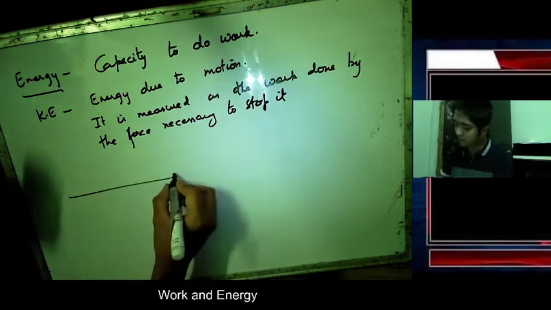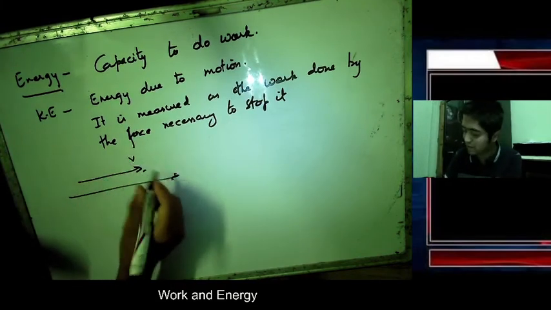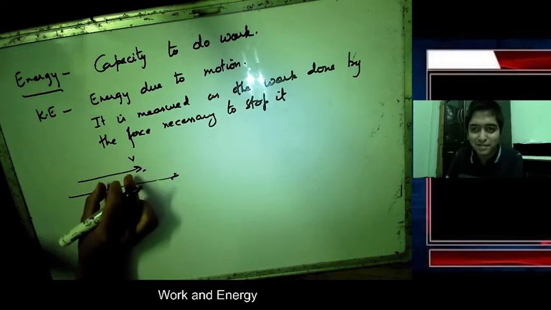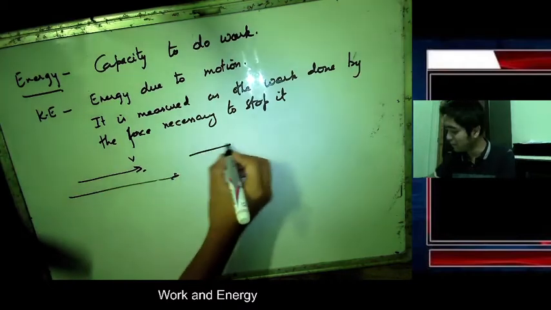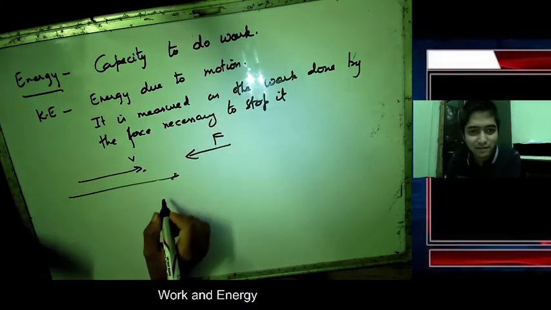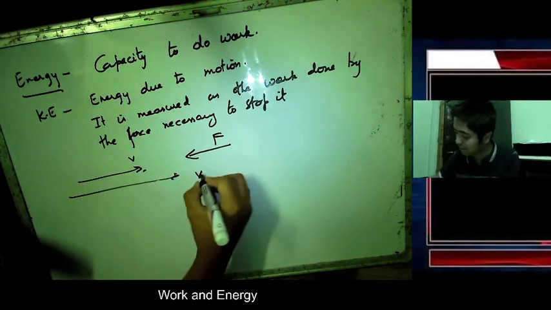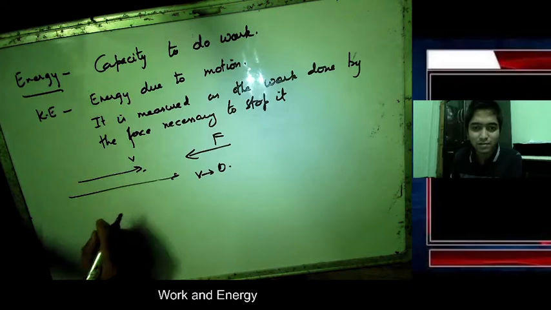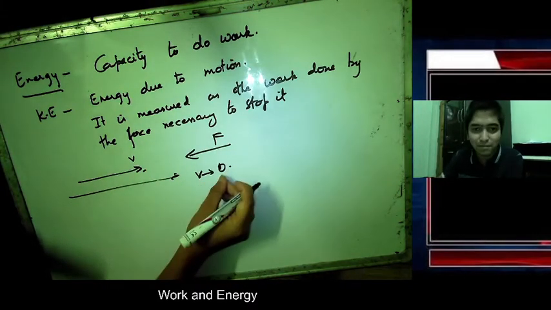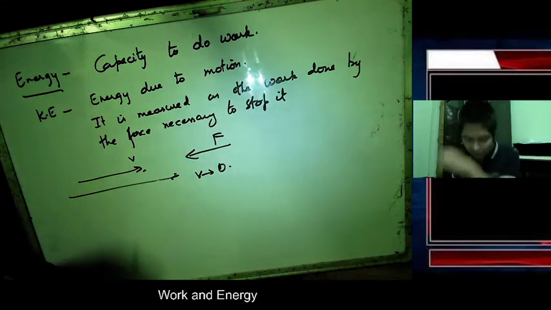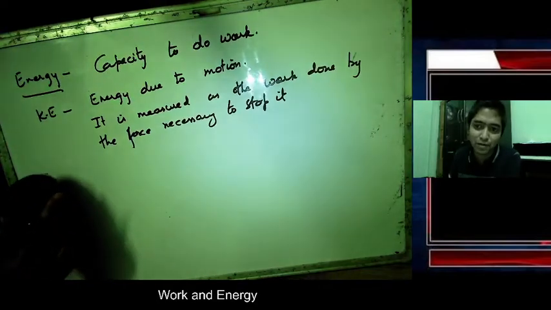So if a particle is moving in this way with velocity v, and I want to measure how much energy it has, I will just apply a force in this direction so that it will come to rest. So the velocity will change from v to 0. Once the velocity becomes 0, I will use that as the measurement for energy.